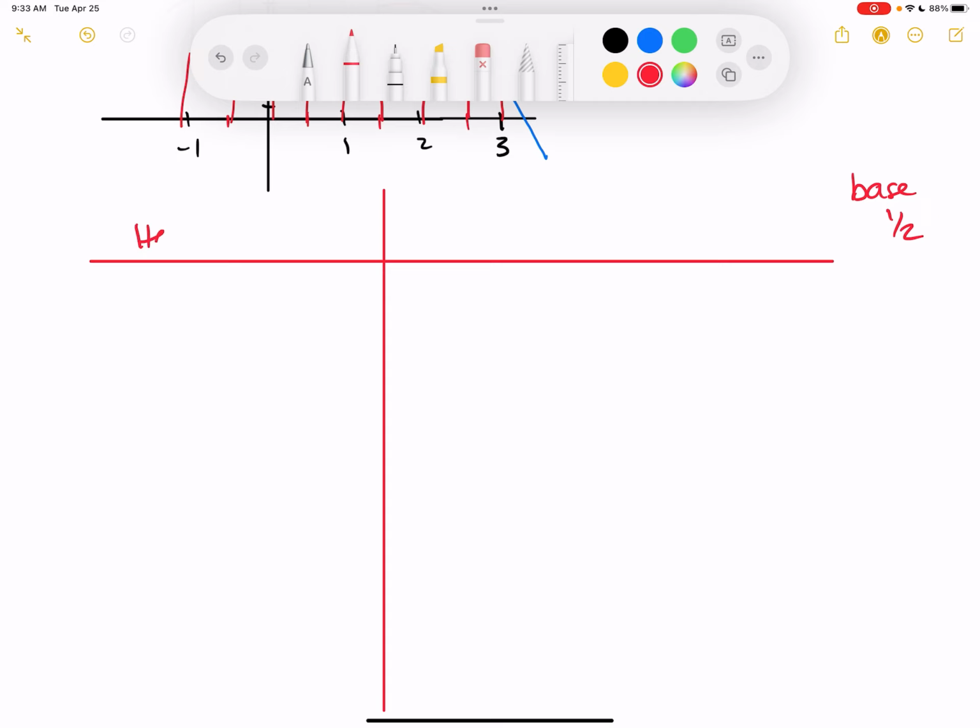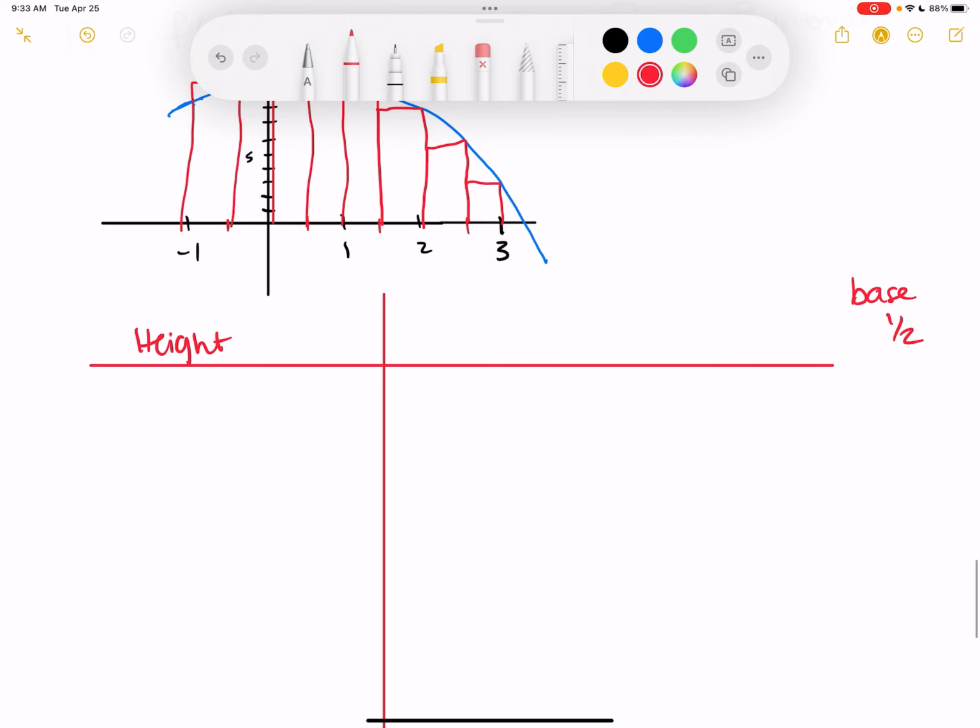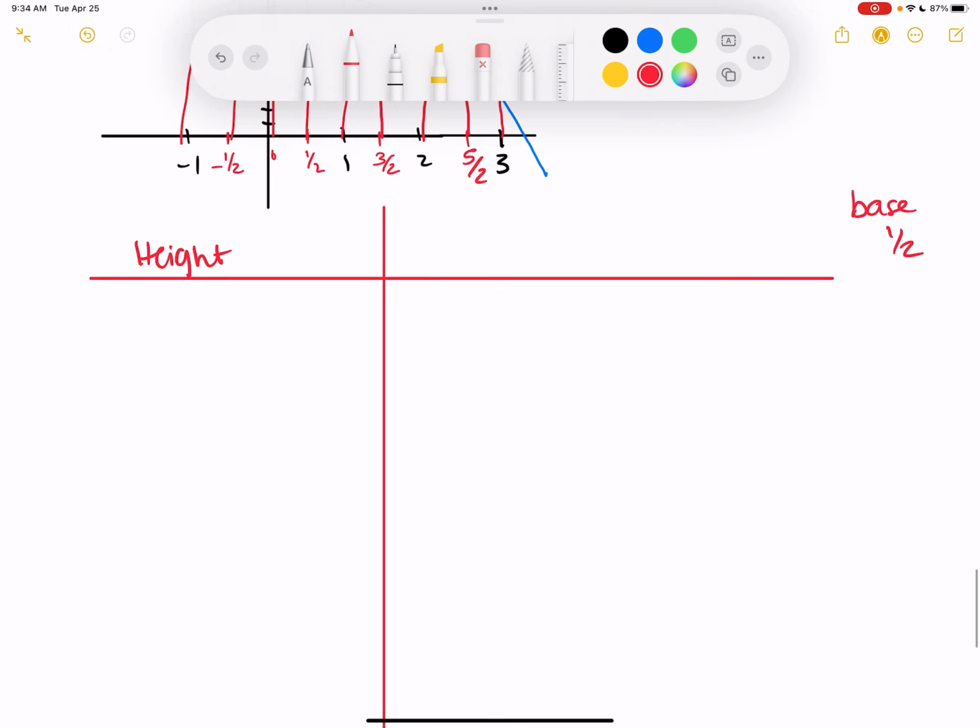So the height, remember we're plugging it into the equation. It is important that you know it's the right hand side. So we'll start over here: -1/2, 0, 1/2. Y'all will see it better if I actually write the intervals. I won't write the base, but I'll write what the intervals are.